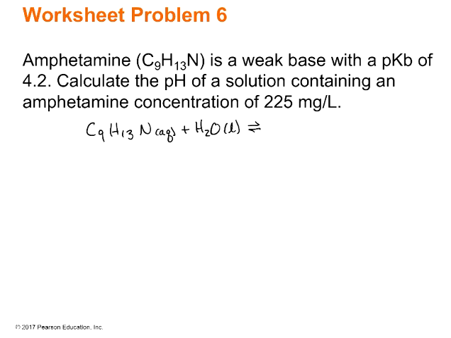So in this case, we have a weak base reacting with water. That means our weak base, amphetamine, is going to grab onto a hydrogen ion, so it's going to become C9H13NH+. Initially the base was neutral, and when it gained that hydrogen ion, it also gained a positive charge. Our other product will be the hydroxide ion because we've taken away a hydrogen from water. And these will both be aqueous products.